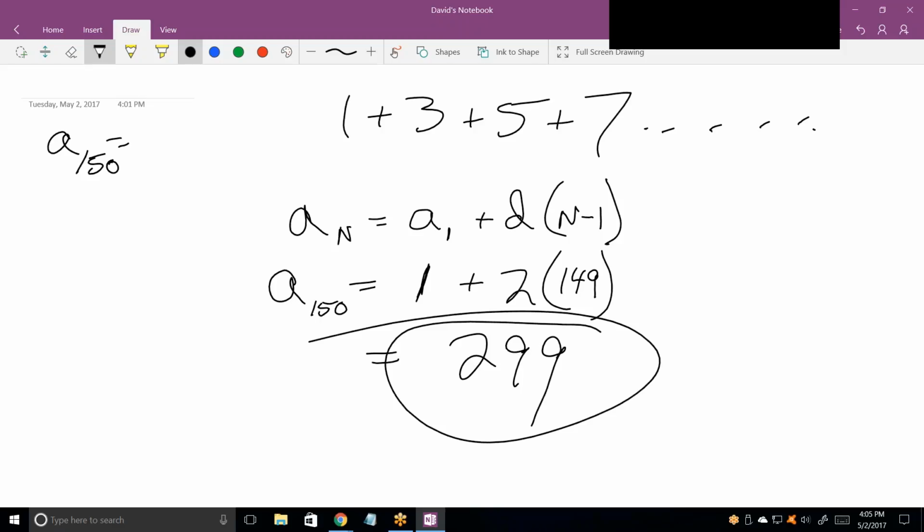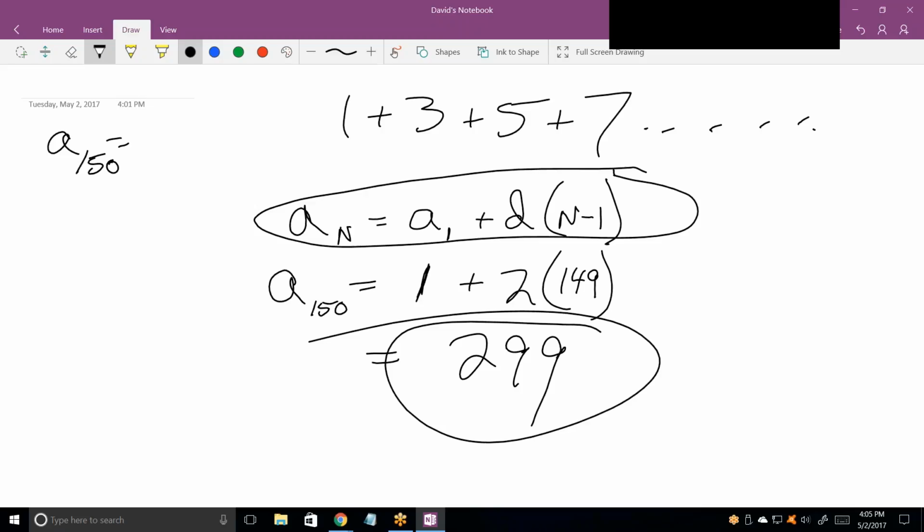So wait, how did you figure that out? Well, I used this formula, substituting 150 for n. It's the first term, which is 1, plus the common difference times n minus 1. The common difference is the difference between each term.